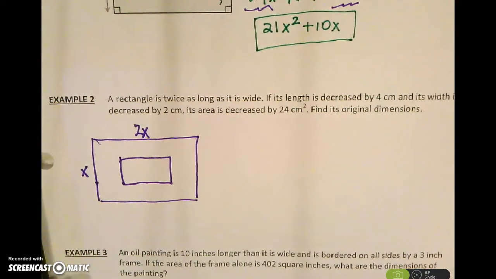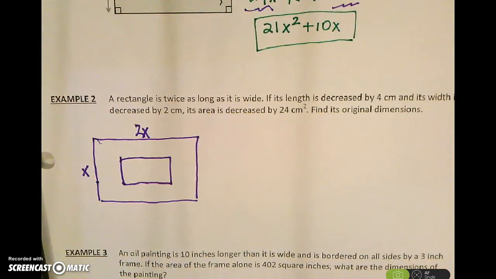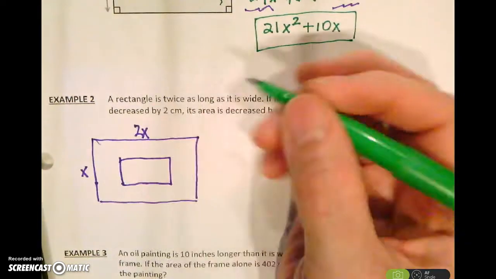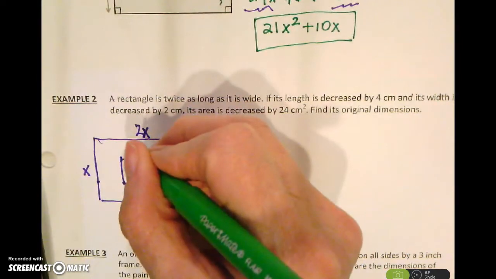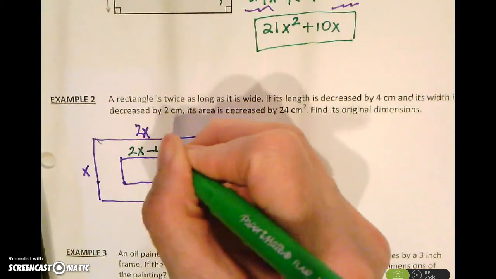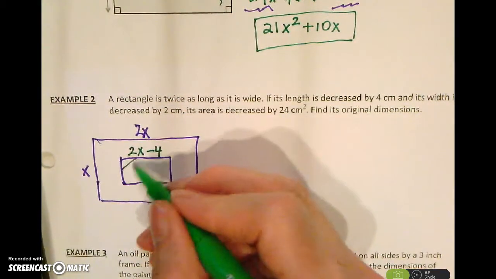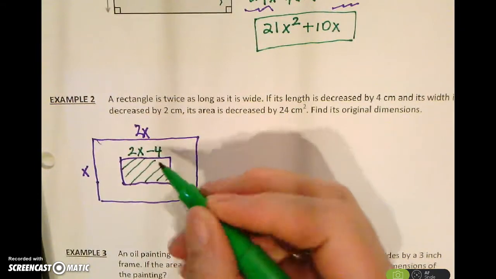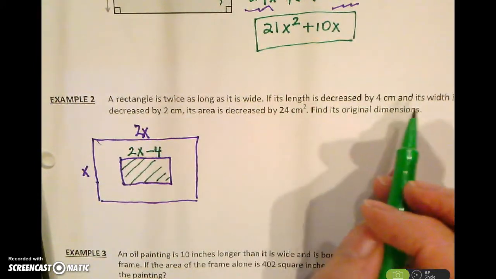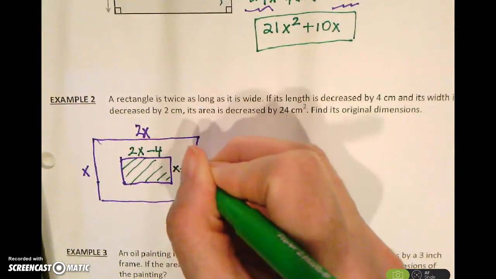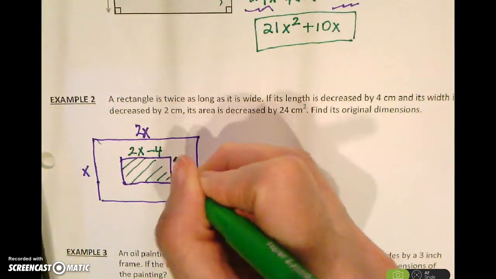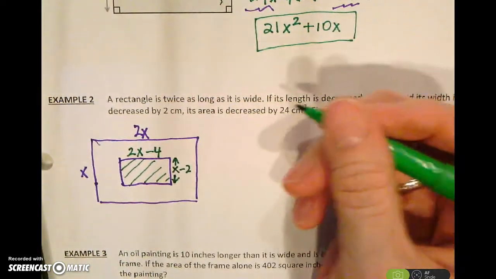And we'll do this in a different color. It says that its length is decreased by 4 centimeters. So the length up here is 2x, so this is going to then be 2x subtract 4 for this rectangle here. And its width is decreased by 2, so this is going to then be x minus 2 going from here to there.